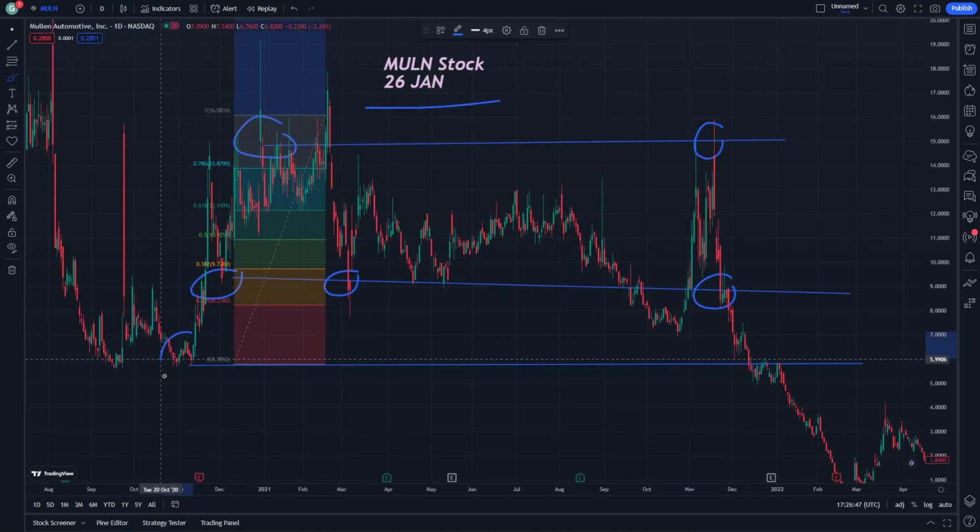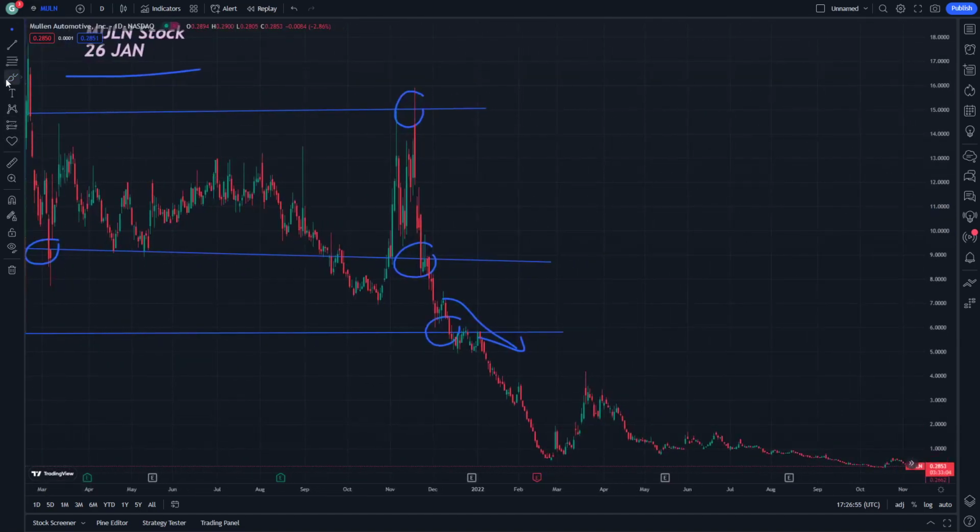So we have this support also and this support, and the same thing, because the previous part was a decrease and after it an increase, but here the previous part was a decrease and after this was a decrease, and that is going to be referring to a lot of red candles that absolutely touched this MULN stock on this part. Okay, hope you benefit from this video, guys.